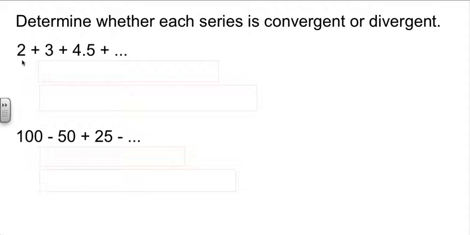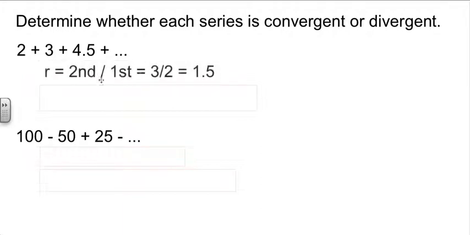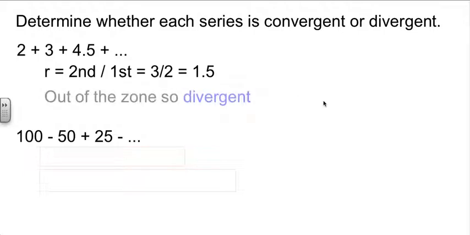So we have some values here, 2, 3, 4.5, and going on forever. We need to figure out r. r is the second term divided by the first term. That's the easiest way to find r, is just to take number 2 divided by number 1. 3 divided by 2 is 1.5. So r is 1.5, that's out of the zone. So I'm going to report that it's divergent. Okay, remember our zone is between -1 to 1.